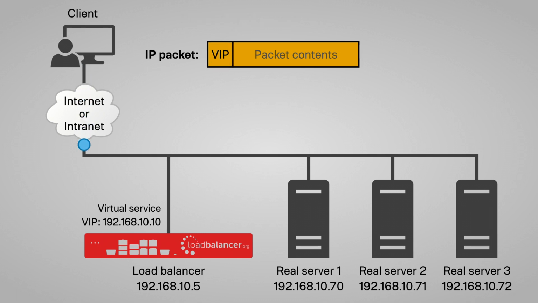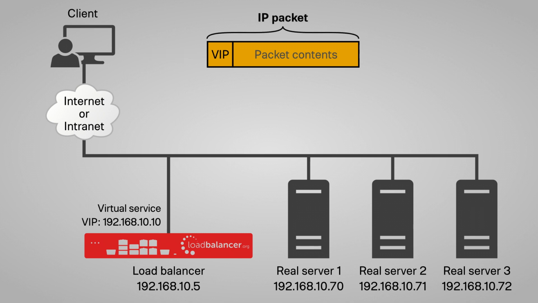The packet arrives at the load balancer, which examines the packet's destination IP address and destination port. As the destination address and port match the defined virtual service, the load balancer chooses a real server from the cluster to handle the request. The load balancer uses a scheduling algorithm to choose a server. The load balancer then directly forwards the request packet to the chosen server.